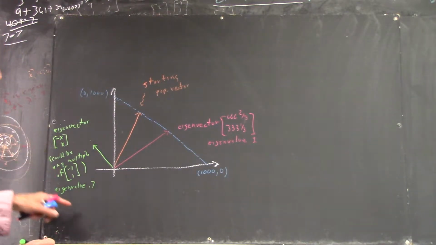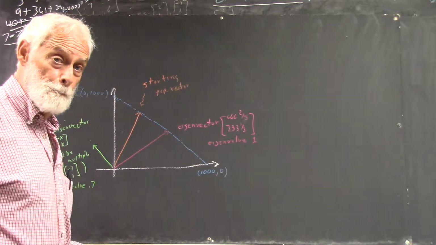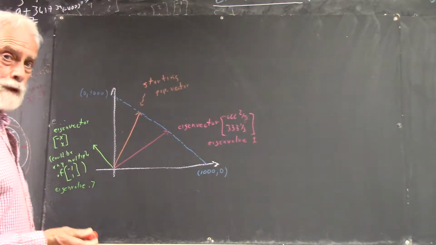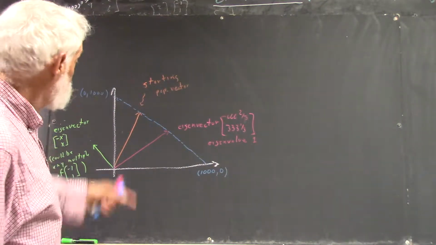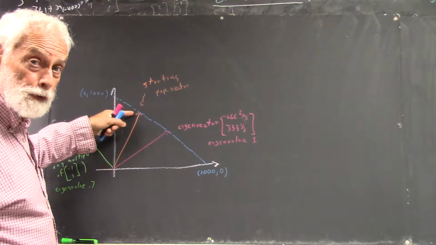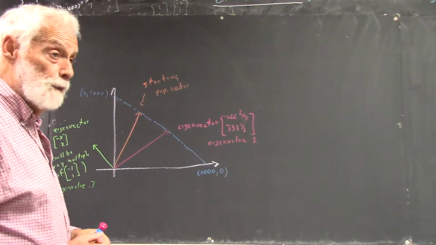The eigenvalue for this eigenvector is 0.7. Okay? Now, you do your population. If this was the 500, 500 vector, you would end up with 550, 450, right? And everybody should be real familiar with those numbers because we've used them a lot.